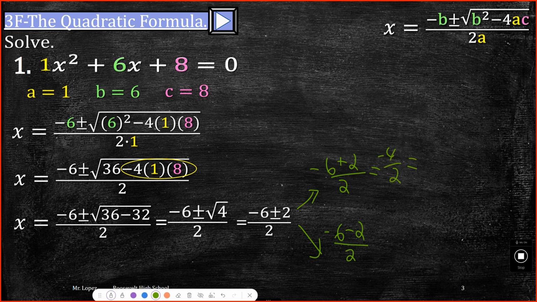Negative 4 divided by 2. Negative 6 minus 2. Negative 8 divided by 2. Negative 4.